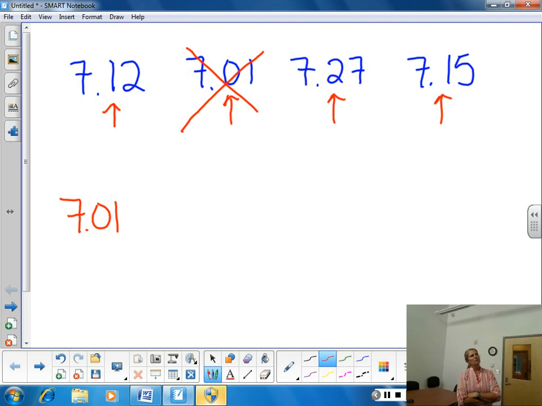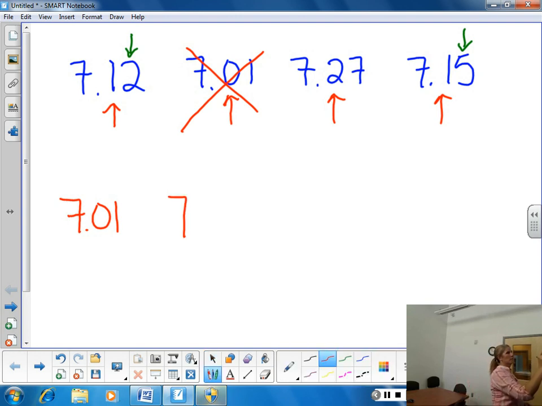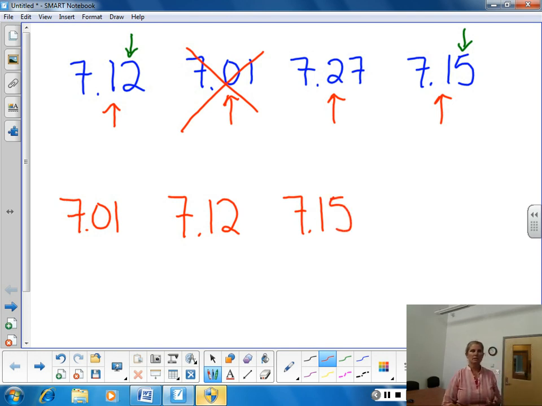Now the next one is 1, and there are 2 of them with a 1 in the tenths place, so that doesn't tell me anything. So then I look one past that at the hundredths place. I can see that 2 is less than 5, so the next number in order would be 7 and 12 hundredths. Then I would have 7 and 15 hundredths, and that means that 7 and 27 hundredths is the greatest number on our list.